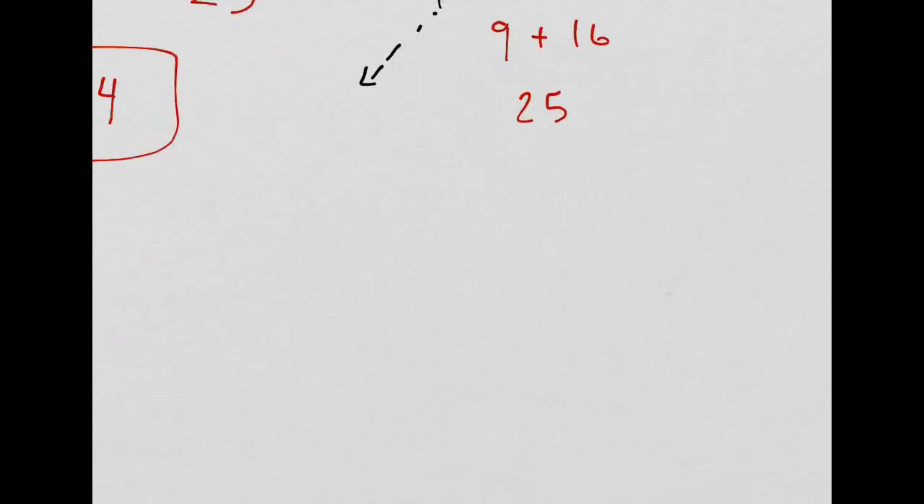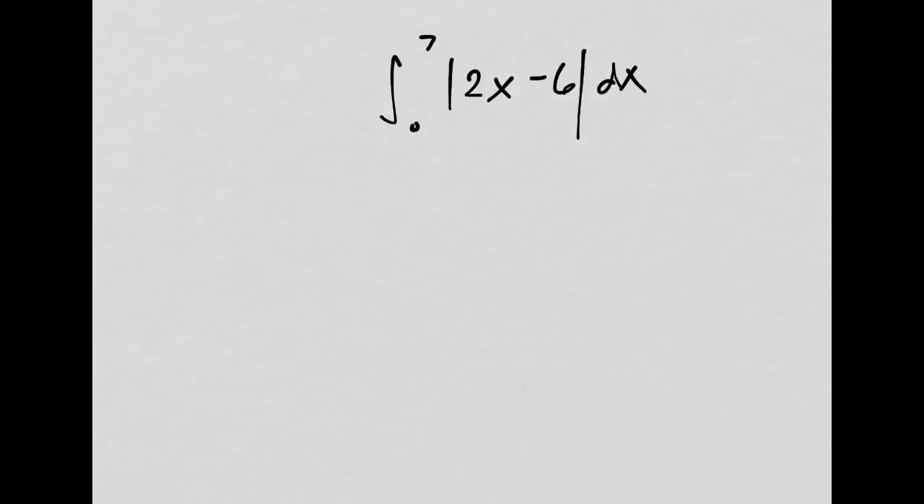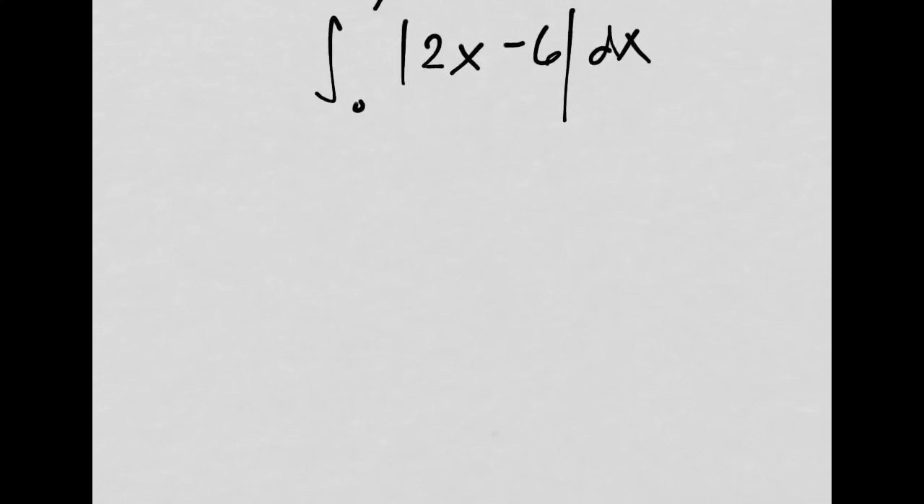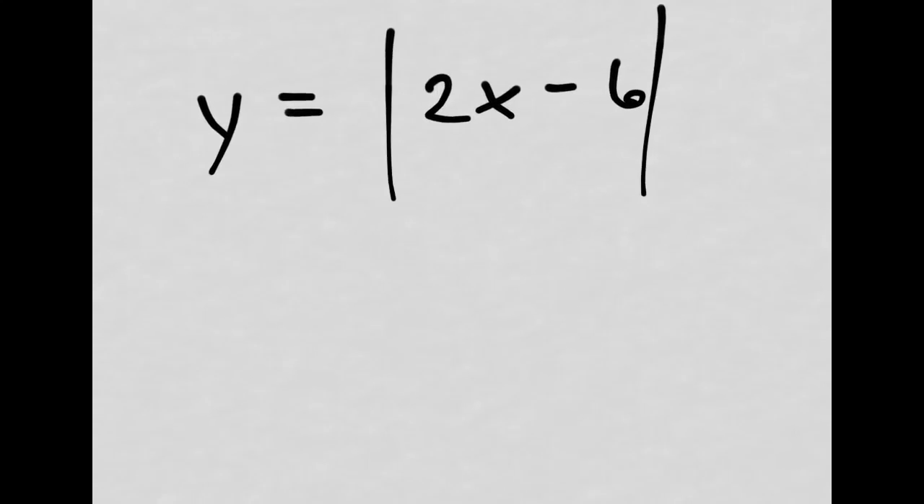To do the piecewise part, let's see. We have the integral from 0 to 7 of the absolute value of 2x minus 6 dx. The question was, how do you know where this function changes, or where you make it use the other thing? It's where this function... well, the way we thought about it before was for this.